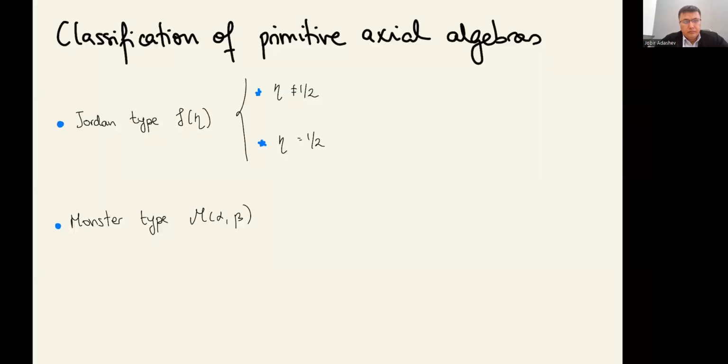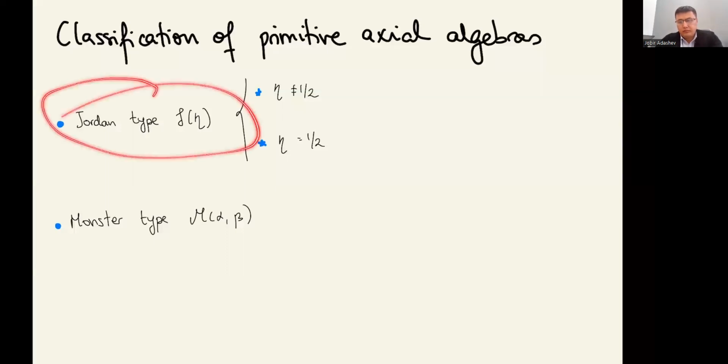Okay, so the classification has followed 2 main directions. On the one hand, there is the classification of algebras of monster type. This is not complete, but I do not want to delve into this as we haven't done anything in this direction. I'm going to focus on the algebras of Jordan type.